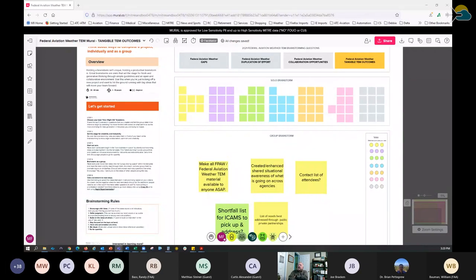I do see an item on the mural about a shortfalls list for ICAMS to pick up and address. The grouped mural page from the first of these sessions, the GAPS session, will be available. And what I hear being asked for is a list of those GAPS in like a table or something like that, which I think is probably something that I can do.